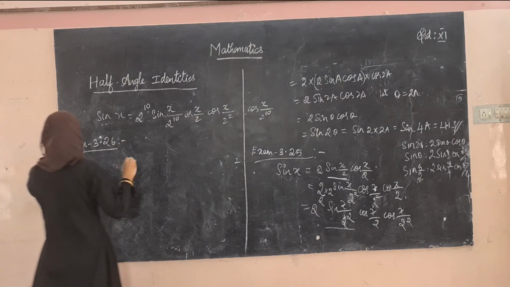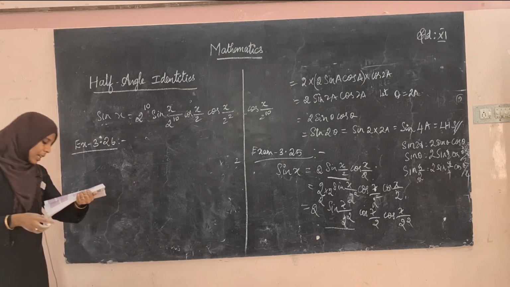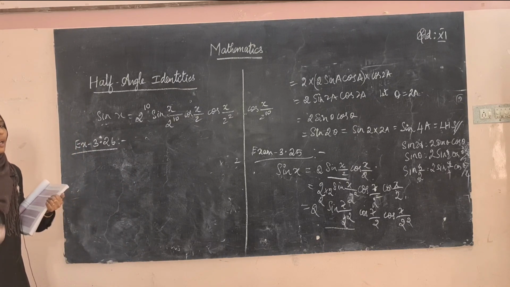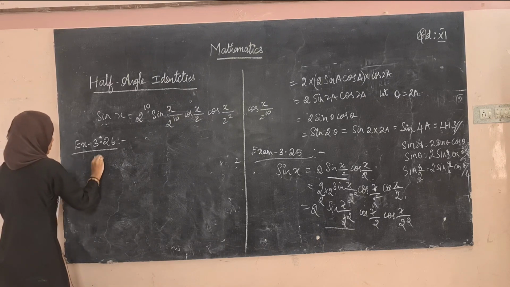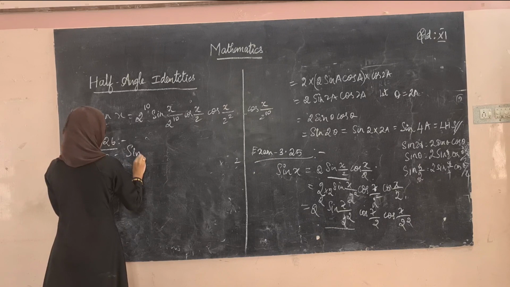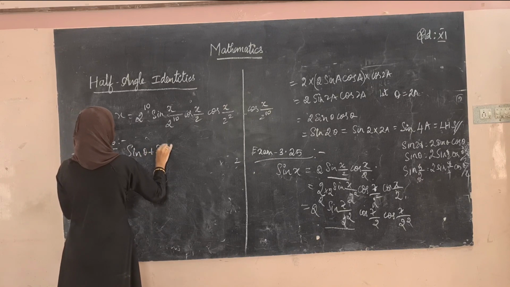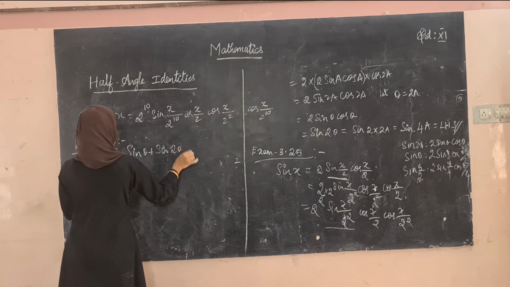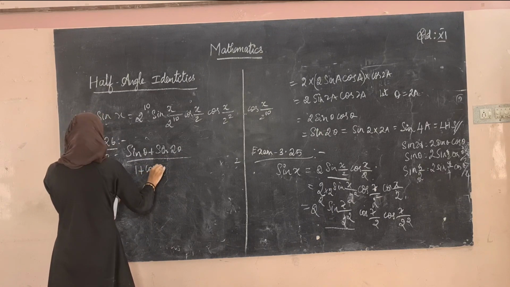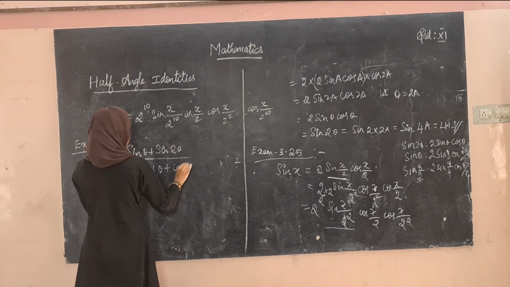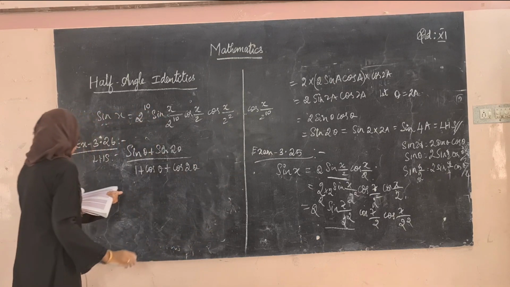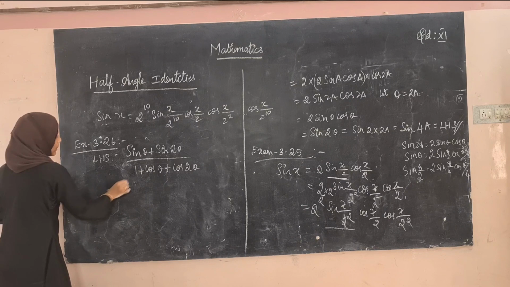Prove that (sin theta plus sin 2 theta) divided by (1 plus cos theta plus cos 2 theta) is equal to tan theta. Okay, now let us take the left hand side alone. What's the thing they have given? Sin theta plus sin 2 theta, the whole divided by 1 plus cos theta plus cos 2 theta. Okay, which is equal to, now expand this.